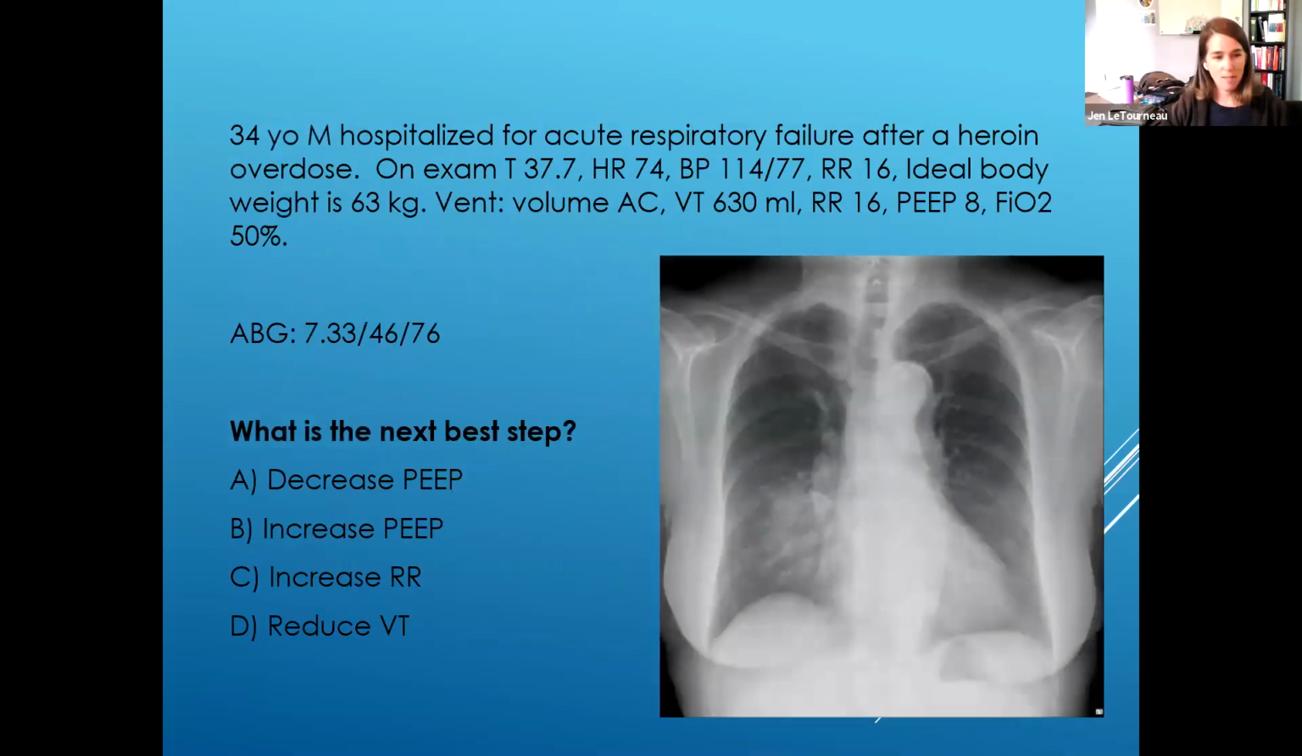Okay, this is my last one, right? So a 34-year-old, hospitalized for acute respiratory failure after heroin overdose. Afebrile, heart rate 74, blood pressure 114 over 77. Respiratory rate 16, his ideal body weight 63. He's currently on volume AC. His tidal volume is 630 mils. Respiratory rate 16, PEEP 8, FiO2 is 50%. You get a blood gas, 7.33, PCO2 is 46, and PO2 is 76. What should you be doing now with your vent strategy? And I know this is not a vent lecture, but I wanted to give the senior residents something to think about.